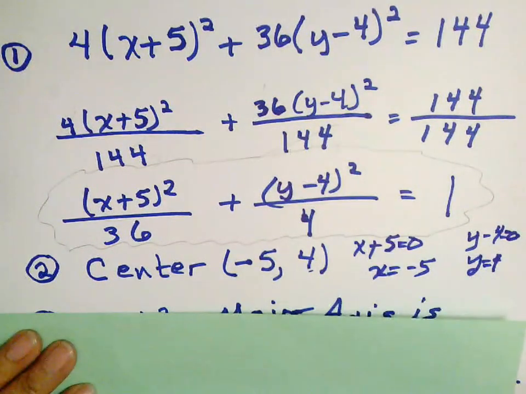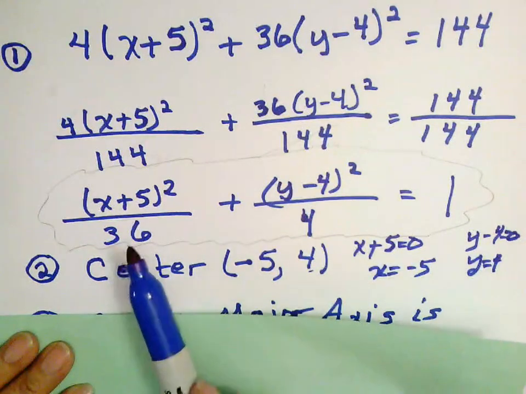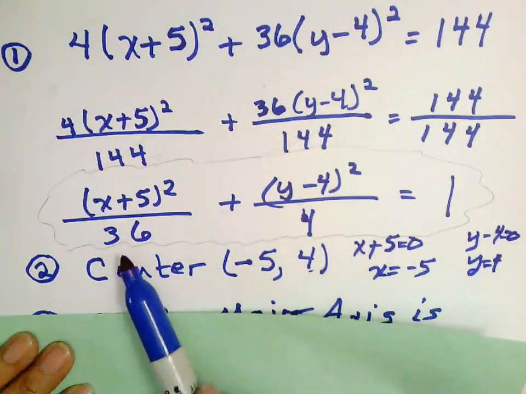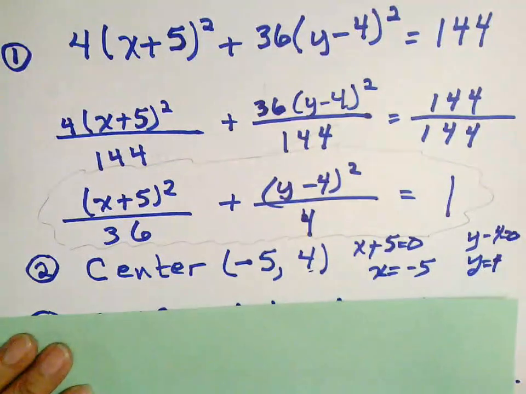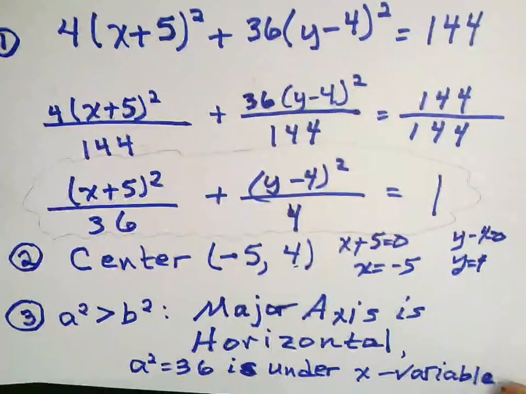And then notice that the a squared is 36 and it's under the x variable, and a squared is always the larger denominator. So we're going to have a horizontal major axis because a squared is under the x variable. So that is a review of how, given an equation that is not in the standard form for the ellipse, we put it into the standard form.